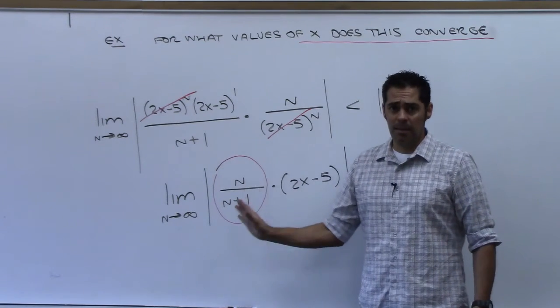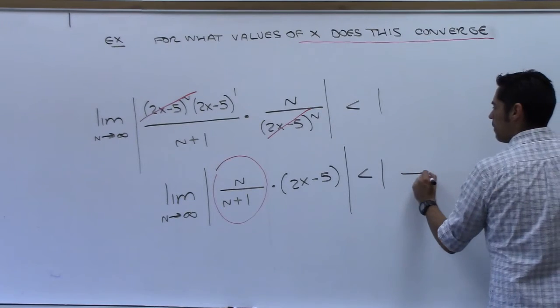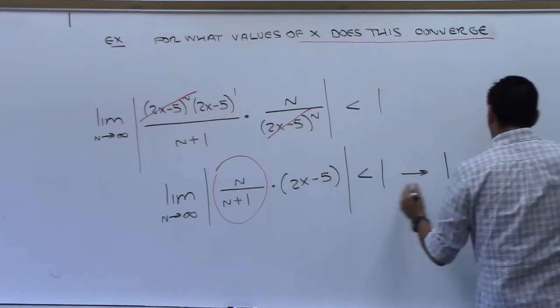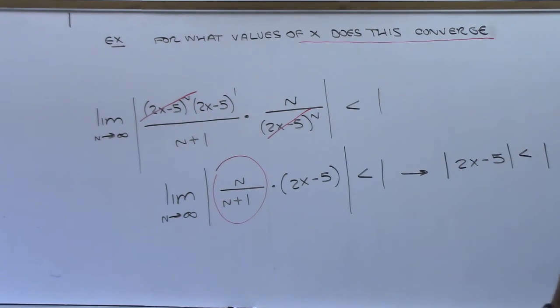So if you take the limit, the only thing left is the absolute value of this, times 1. So the absolute value of 2x minus 5 must be less than 1. That's what's left. So now I just need to know what this means. This is what I need x to satisfy in order for me to have convergence, right?